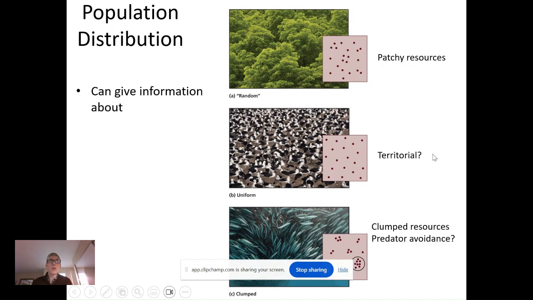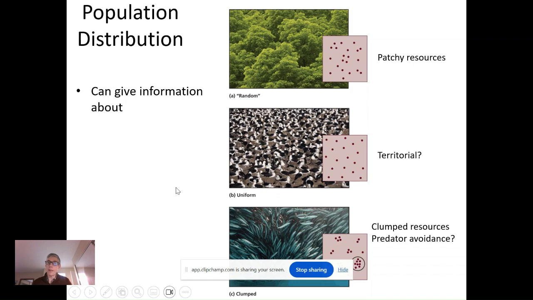For distribution, we talk about organisms as either being territorial, where they're uniformly distributed. They might be clumped, either because there's specific resources in one location, or because they have to form groups to avoid predation, or they might just occur on patchy resources, which are sort of indiscriminately distributed in the environment, but in an unpredictable way.